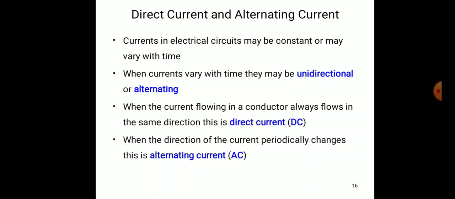Whenever the direction of the current is the same and does not change with respect to time, that is called direct current. The current which has a periodical shift in direction is called alternating current.